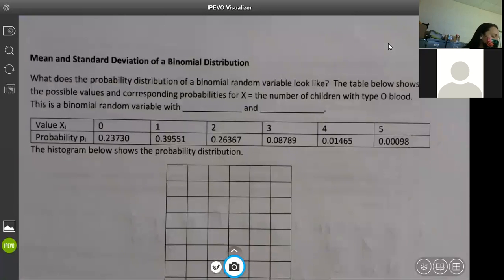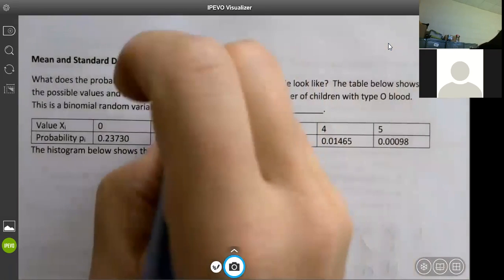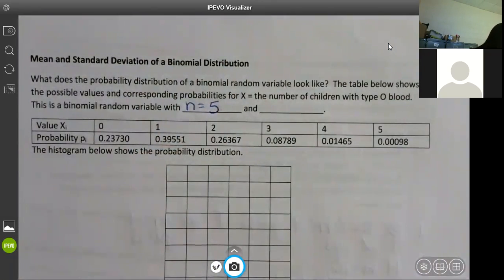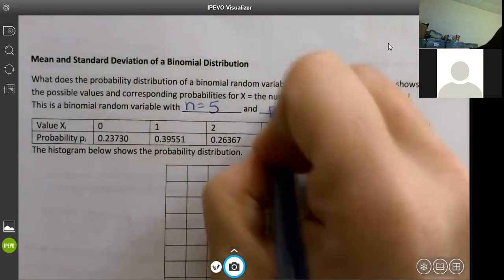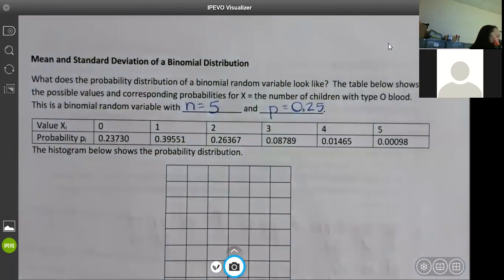So what does the probability distribution of a binomial random variable look like? The table below shows the possible values and corresponding probabilities for X equals the number of children with type O blood, which we've already seen. This is a binomial random variable with n equal to 5 and p equal to 0.25.